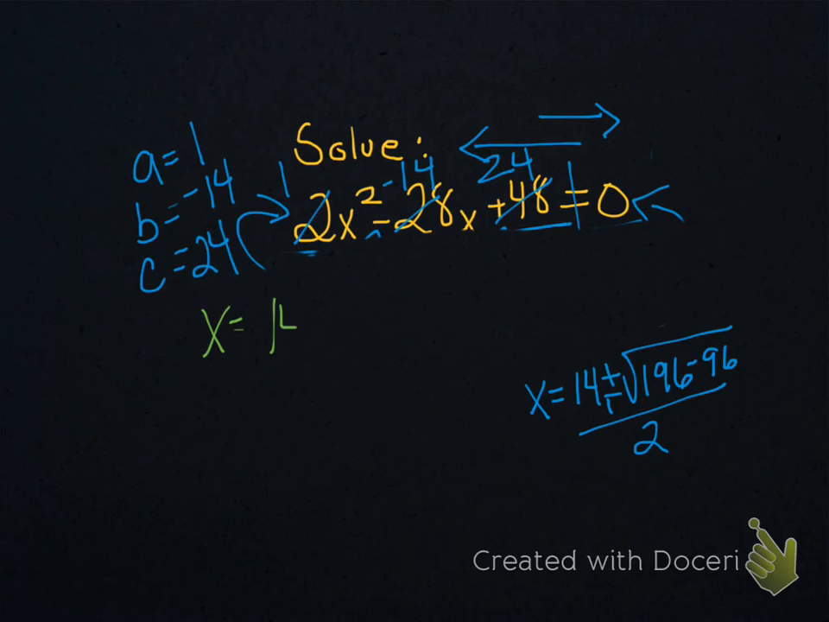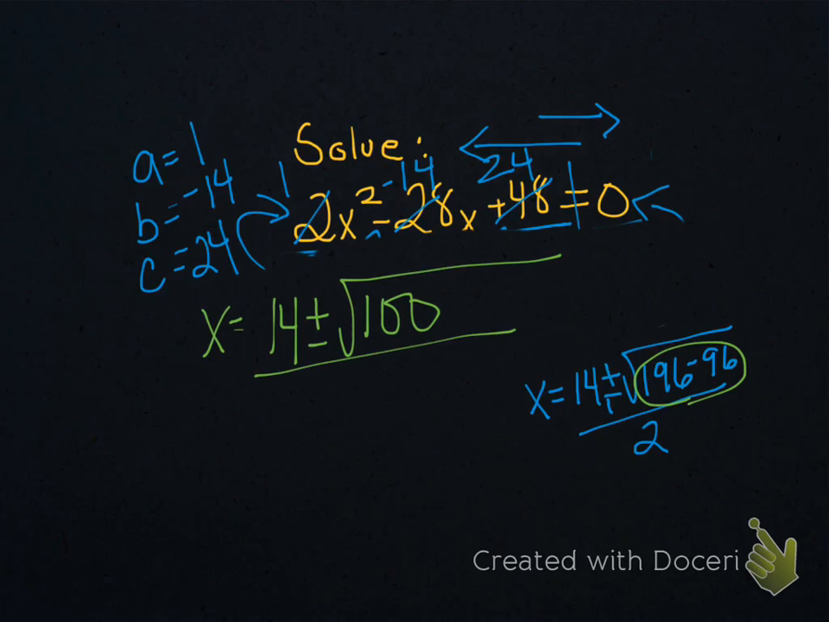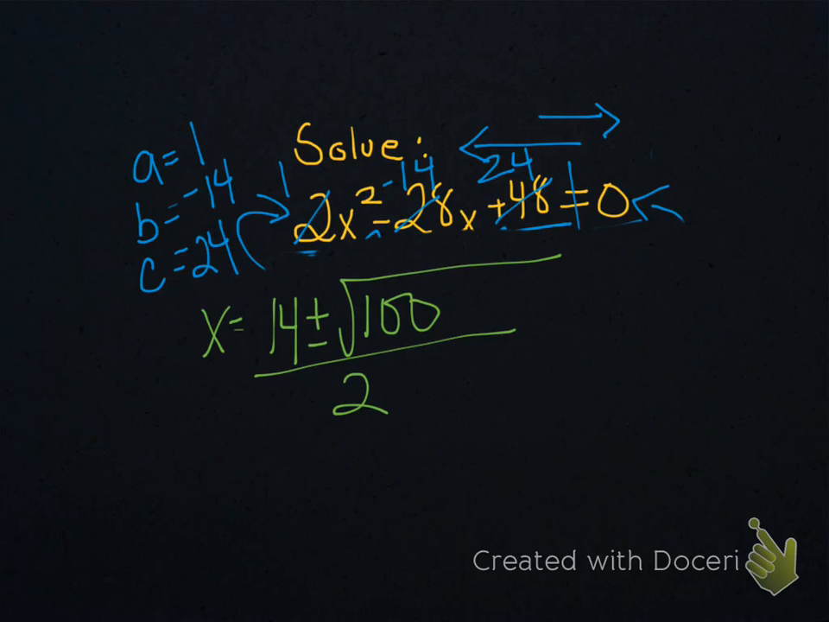All right, we got 14. Stop yelling. 14 plus minus the square root. Now look over here. 196 minus 96 is 100. This can be a lot easier than writing all that extra work. So here we go. We're cleaning everything up. We've got 14 plus minus the square root of 100. Square root of 100 is 10. Woohoo! Whoa, that was supposed to be that. Stop yelling at me. You're throwing me off.